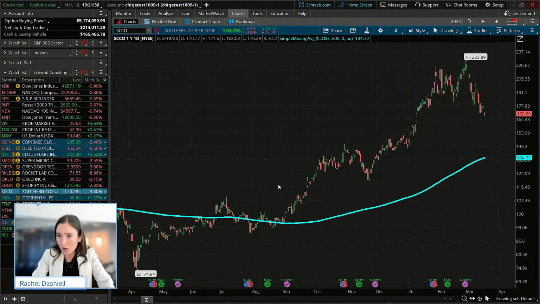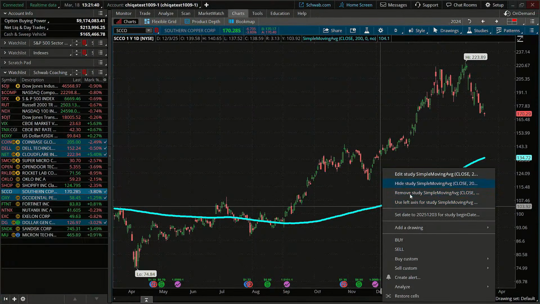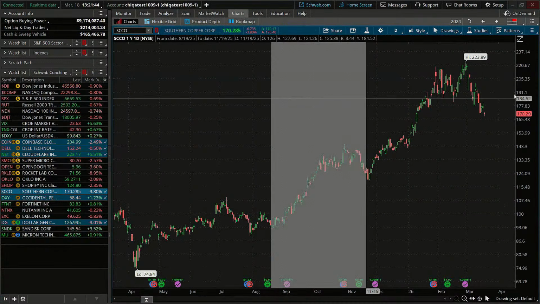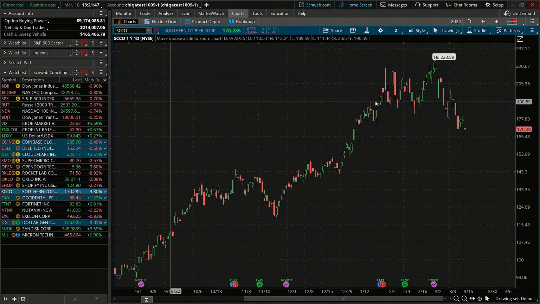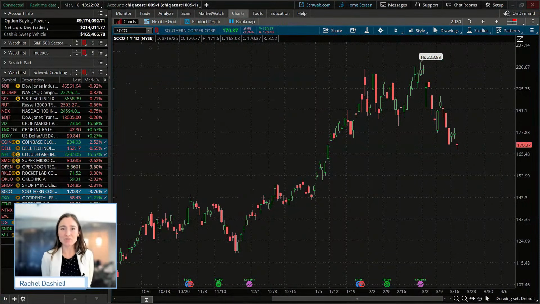So I have one that I'm seeing on Southern Copper. I'm going to take off this 200 period moving average to give us a little bit of visibility on the chart. Okay, I see two patterns here. One has already completed, one is working its way through. Can you guys put in the chat what you are seeing? Because I'm curious if you're saying the same exact things I am.